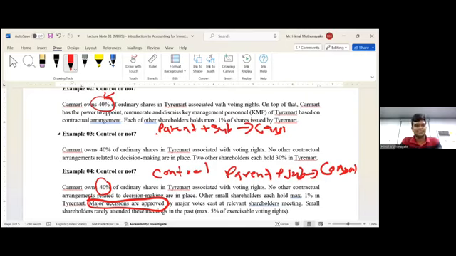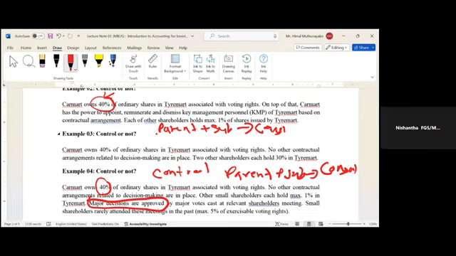Clear to everyone? Any questions? Any questions on what we have discussed till now? So I have a question, sir. Regarding the previous chapter.